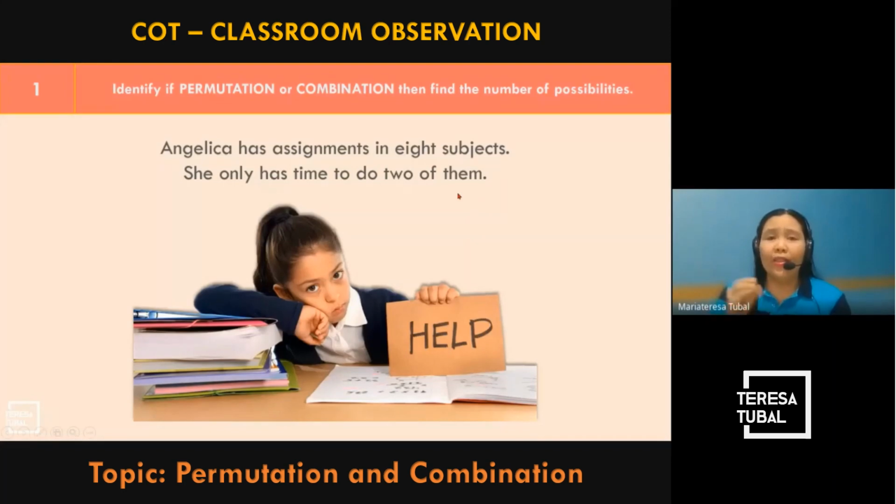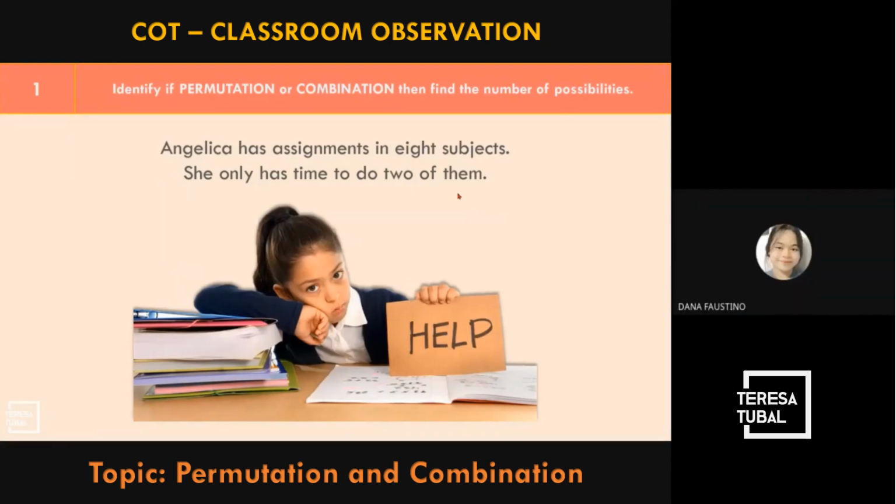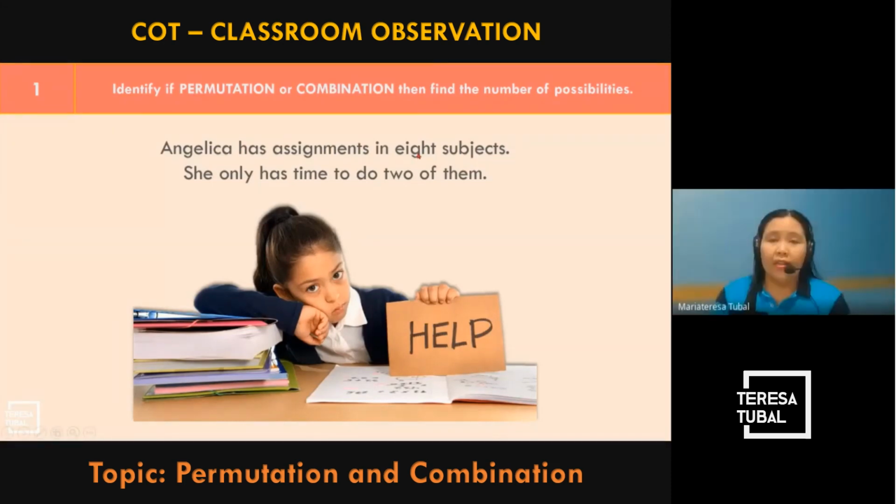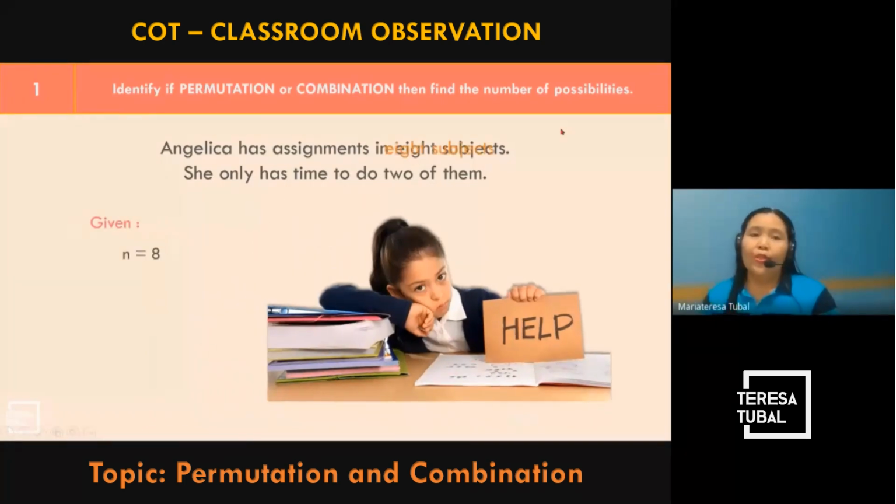Dana, what do you think is the value of N and then R? N is equal to 8, while R is equal to 2. Okay, as you can see, class, 8 subjects is considered as the value of N, while R, that is considered she only has time to do 2 of them. So R, that is equal to 2. So based on the problem, before we proceed, is this a permutation or a combination?